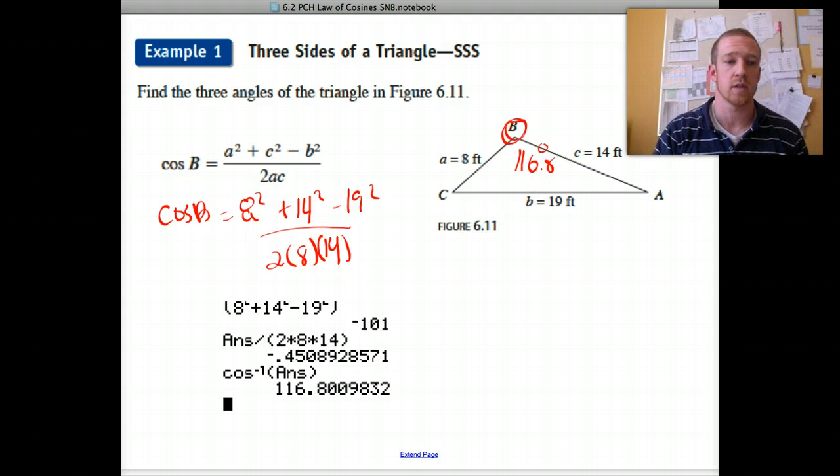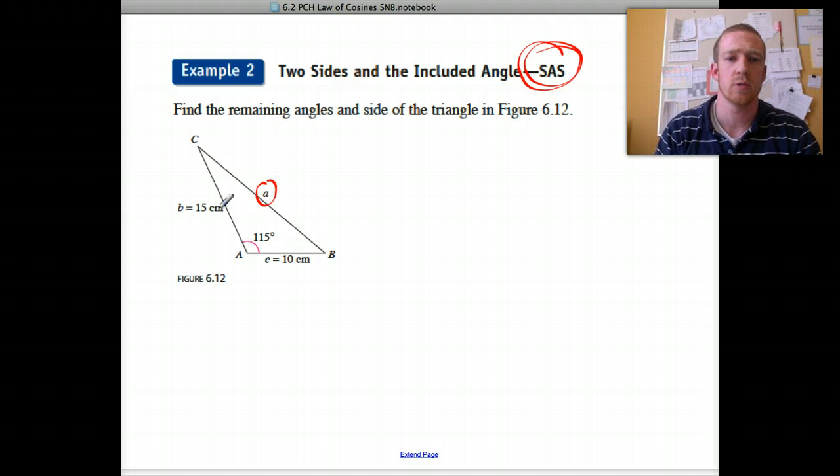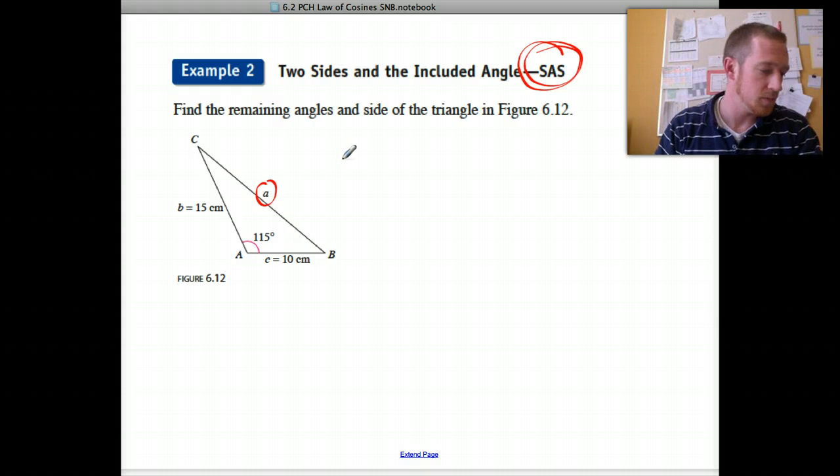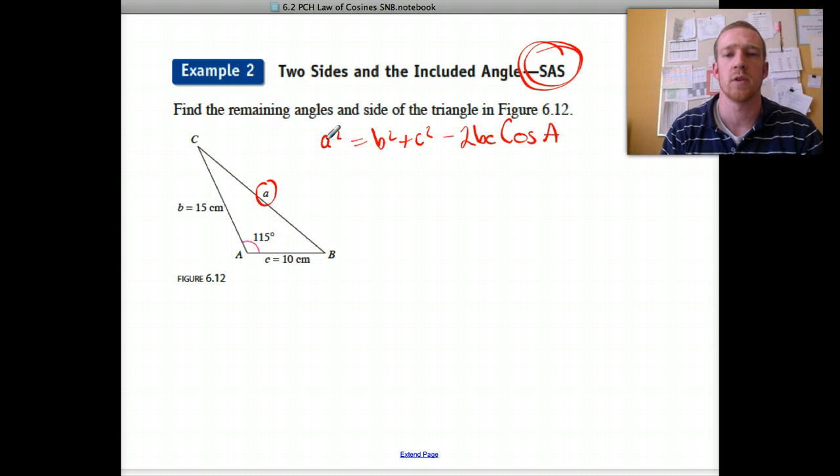So now let's look at what if it's one of these side angle side ones. What we're going to do is solve for this side first, because otherwise we don't have the angle B or angle C to use for our formula. So we're going to do A squared equals B squared plus C squared minus 2BC cosine A. So we have all the information for that except for the side length A. So we're good to go.